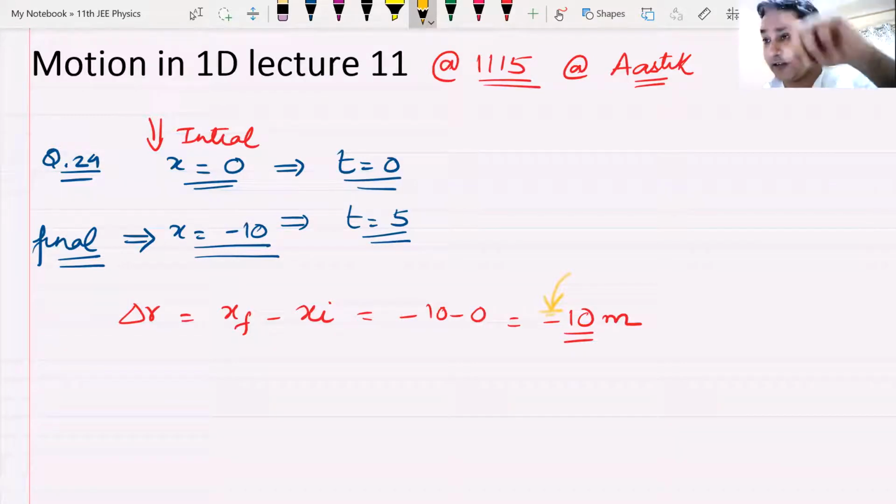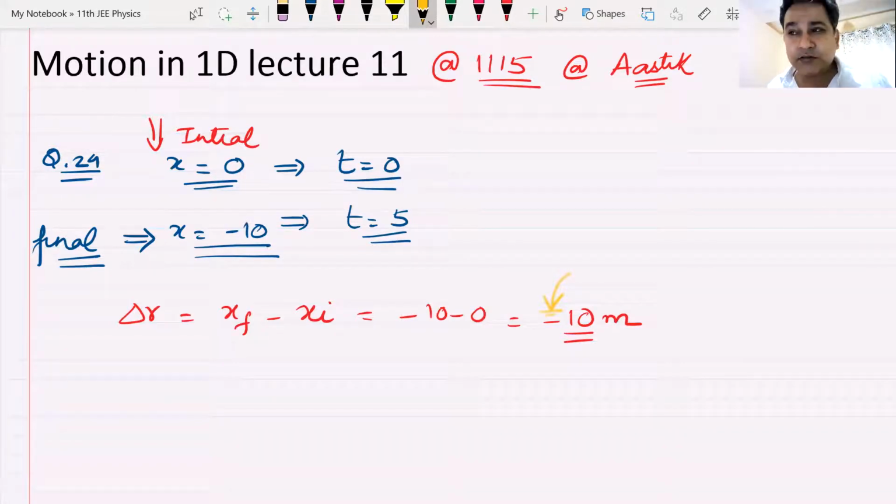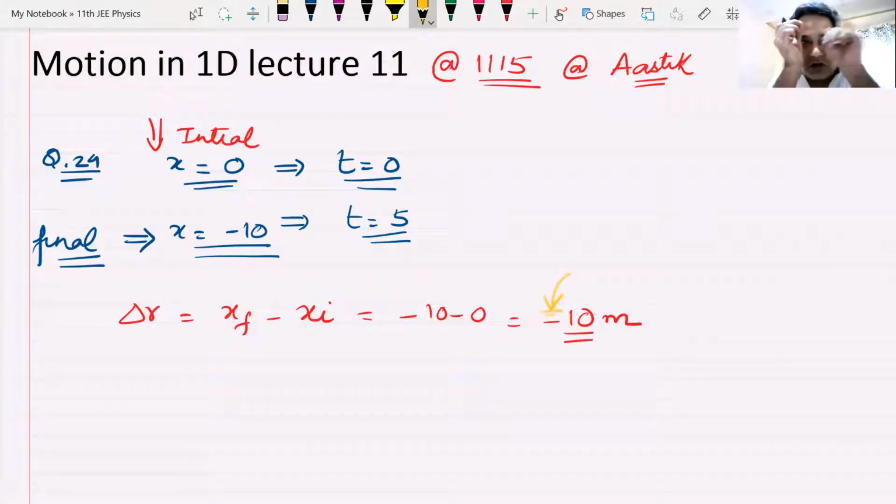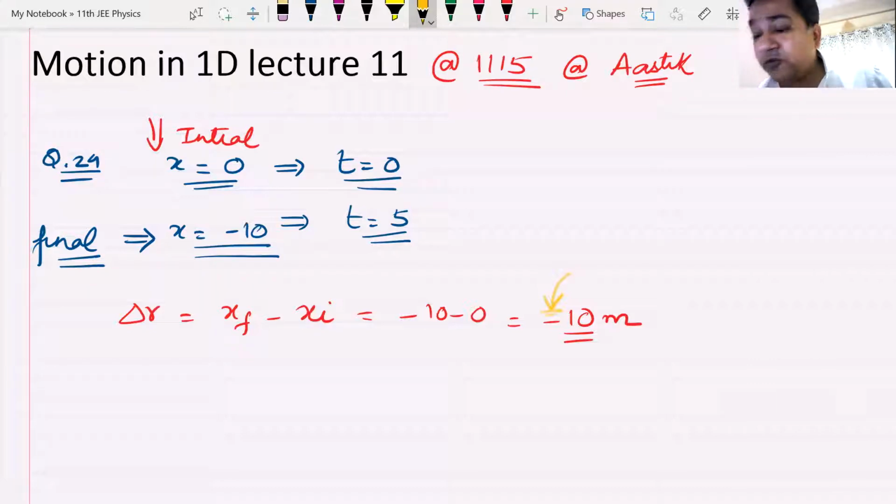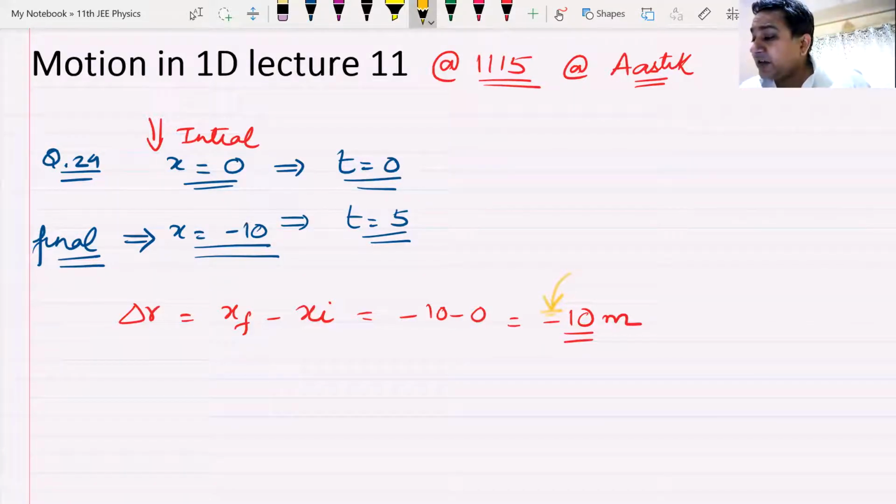Minus is important. It indicates the direction, Santosh. Yes. That means the particle has actually moved in the left direction. The overall movement is in the left, not downward, Vahini. Please look at the diagram. Not downward, Vahini.